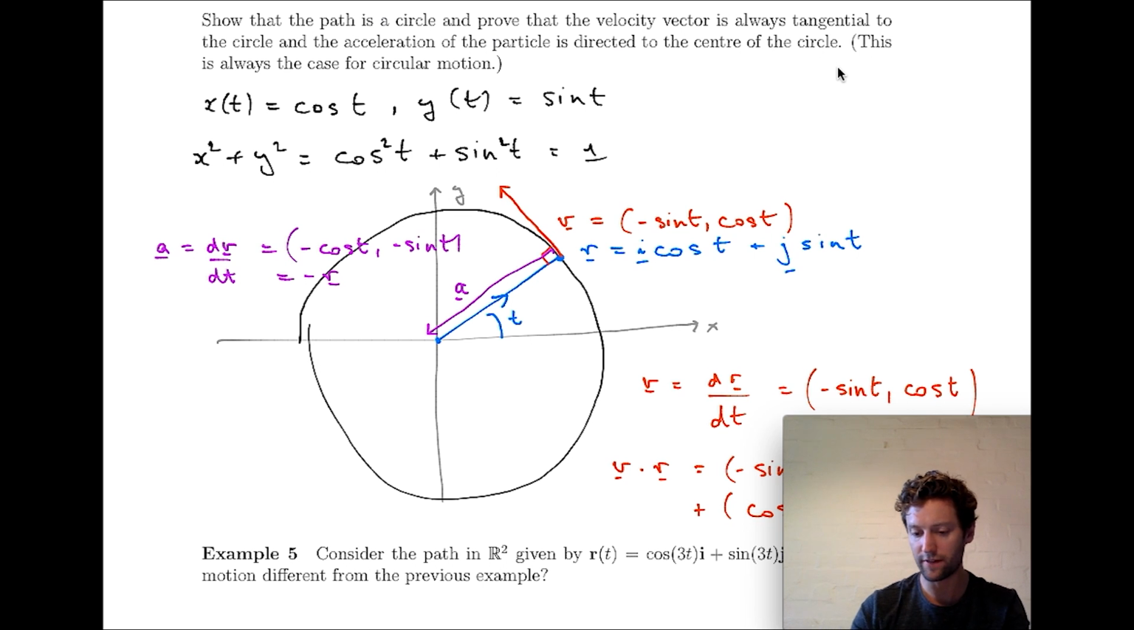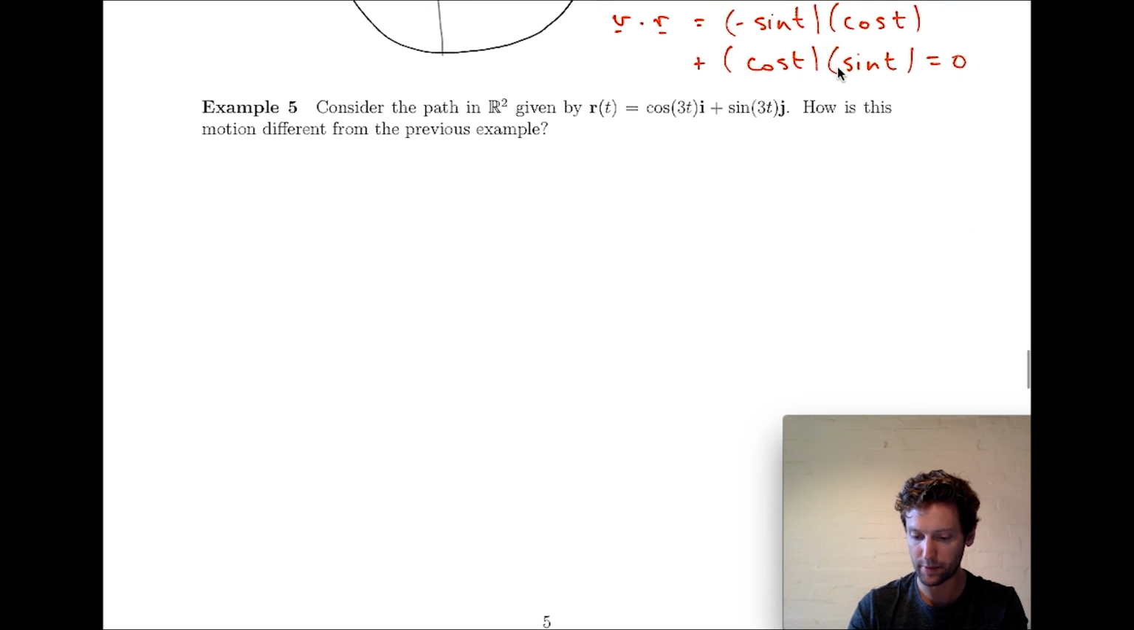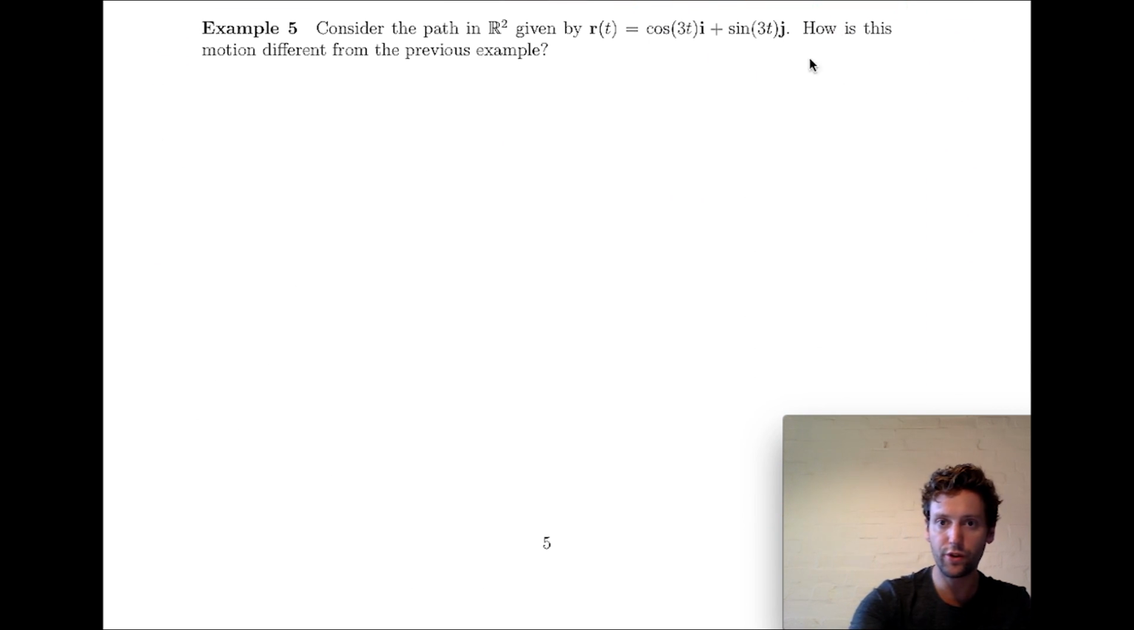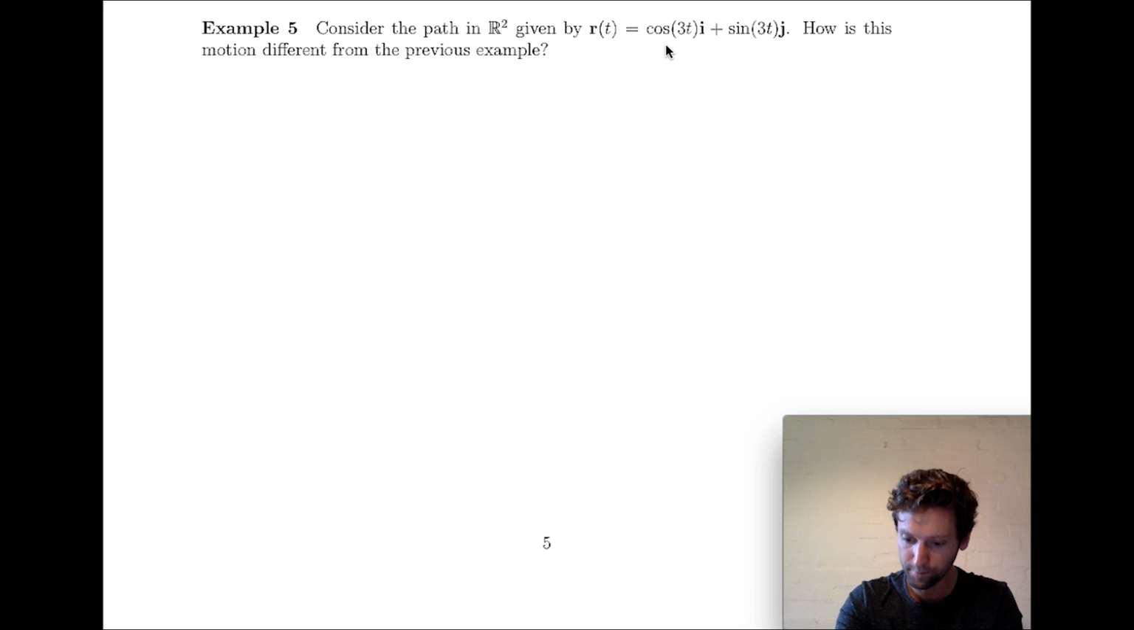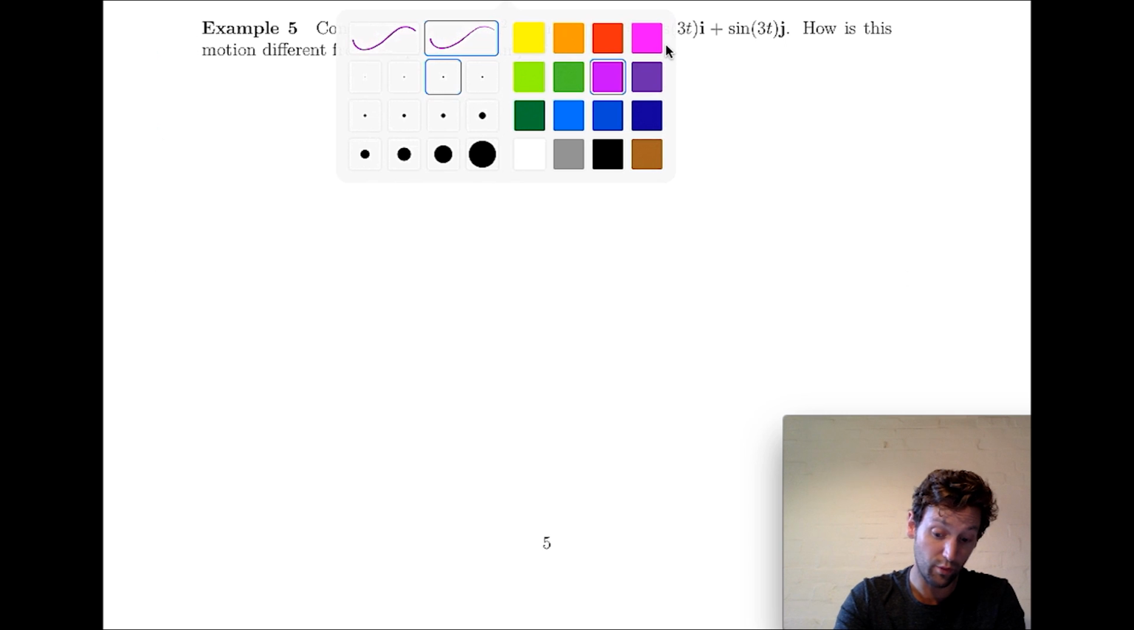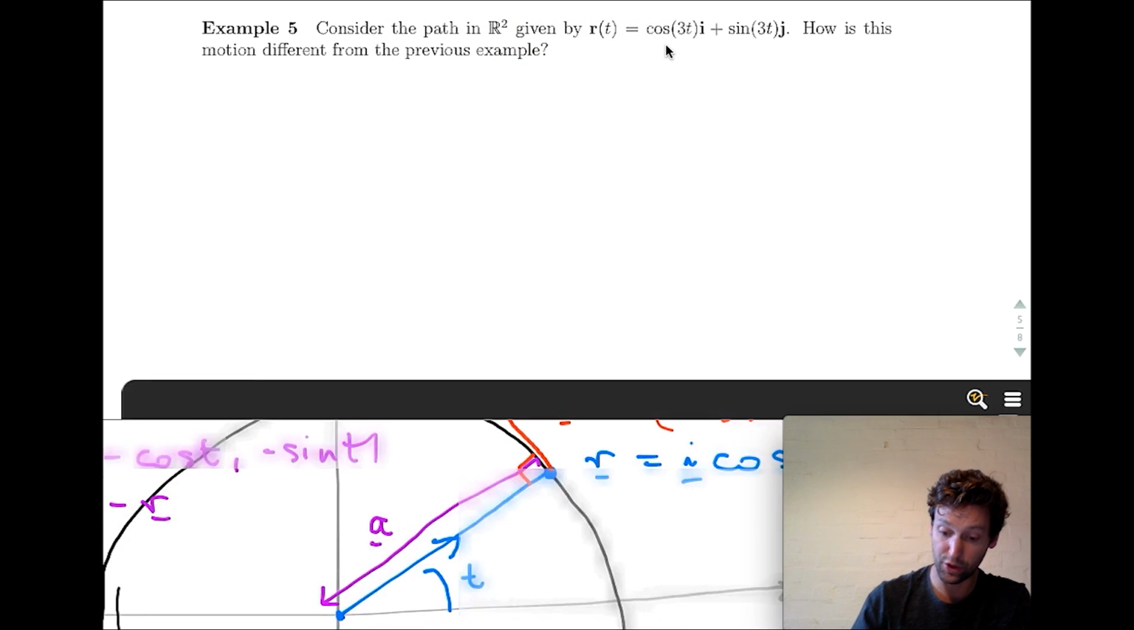Okay, let's take a look at a very similar example, example 5, where again I've got circular motion, cosine t i plus sine t j, but you notice that there's an extra factor of 3 in there. I've got the cosine of 3t and the sine of 3t. So I want to know, how does this differ from the previous example? Well, let's see, does the radius change? Well, let's just check that.